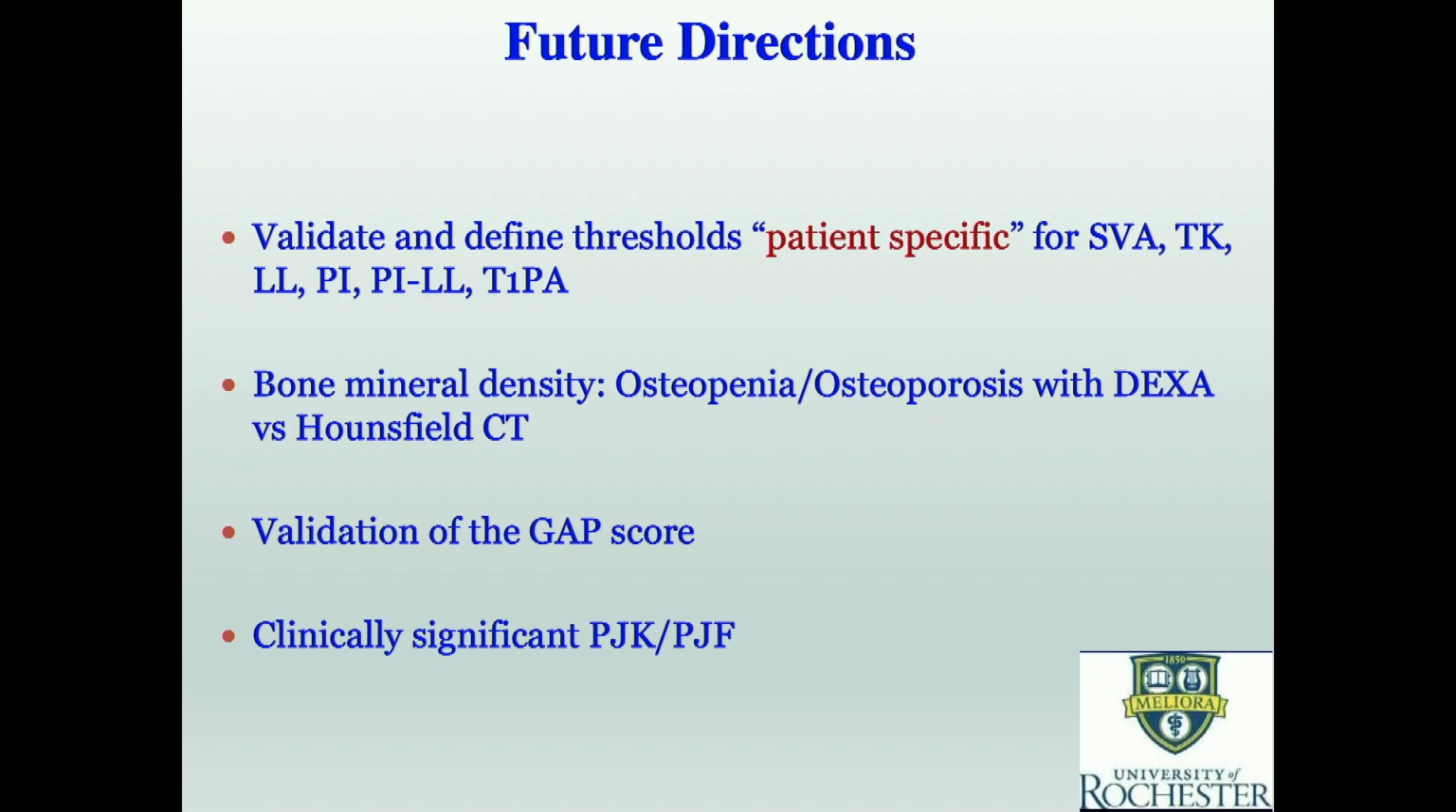So I think we need more validation of the GAP score. There have been a few studies looking at that, and then we need to look at the clinical significance, maybe focusing more on clinically significant PJK or PJF. A lot of the initial studies of PJK were done on all comers, and then we found out most patients were actually asymptomatic compared to patients without PJK.